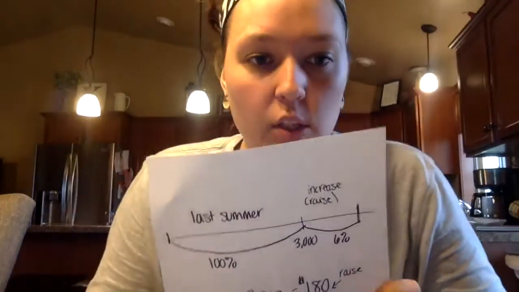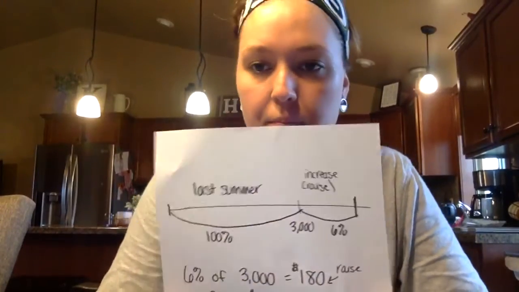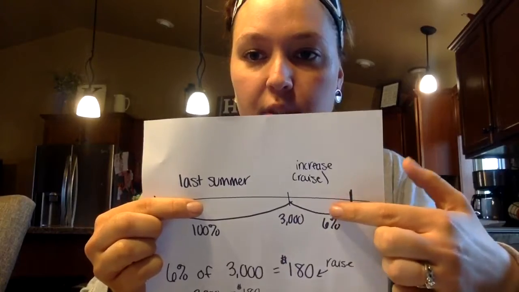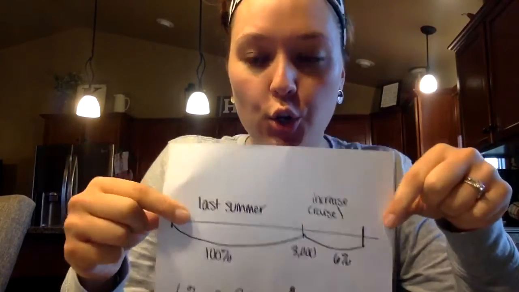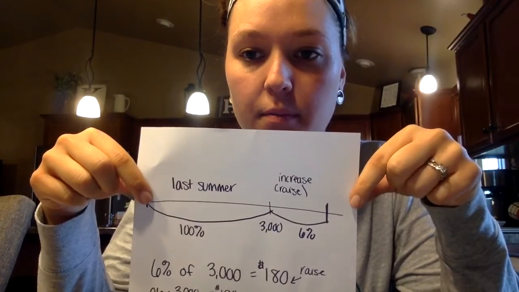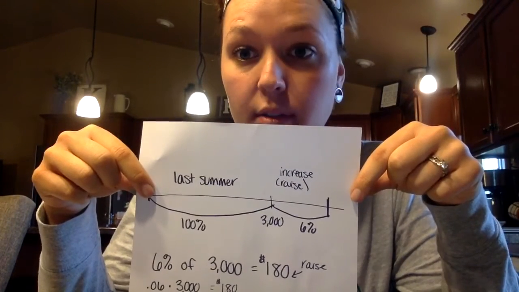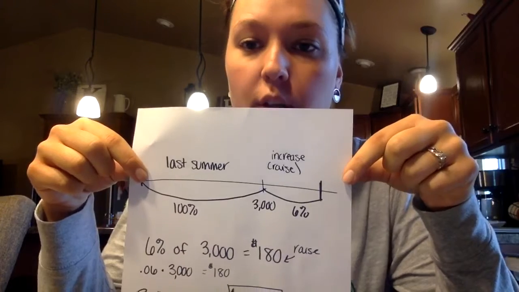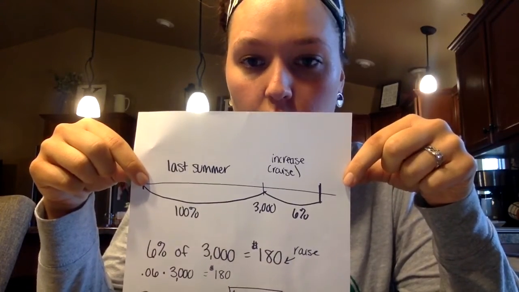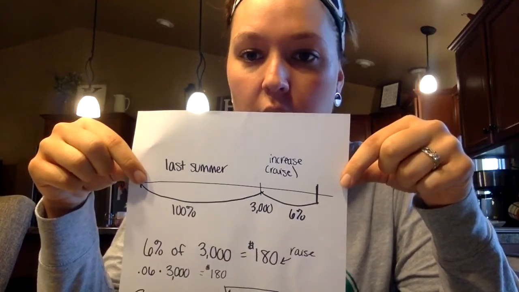So this is what we got, okay? The diagram: 3,000 plus this 6%, plus 6% of 3,000, gives her her new salary. So we're looking for 6% of 3,000. That represents her raise. So that equals $180. Remember, the way we can do this, 0.06 is 6% times 3,000.